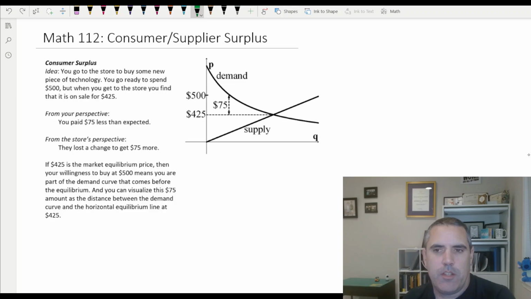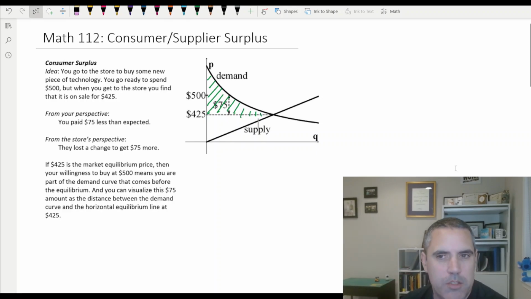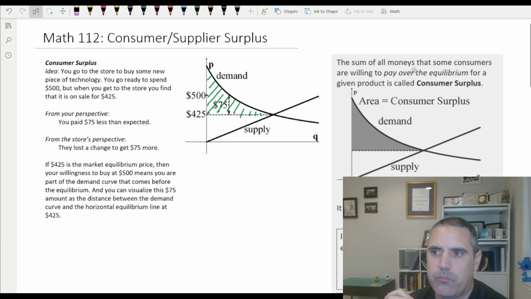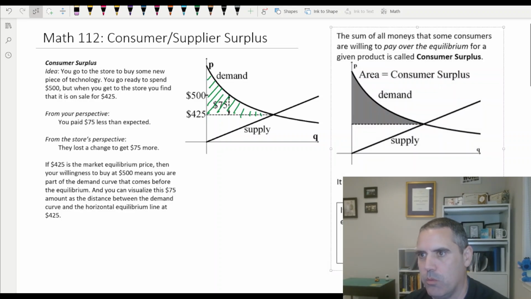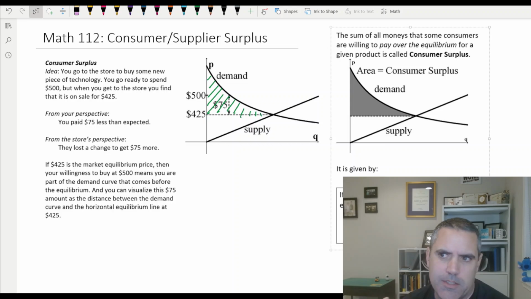So ultimately, we're going to turn it into an area question. And we're going to ask, what is this area? And that will give some sort of measurement. We can compare with other situations how many people in total, in terms of dollars, were willing to spend more. Okay, so that gives this idea, this measurement tool. It's just one extra little piece that you can think about when you're looking at a given commodity. The sum of all the monies that some consumers are willing to pay over the market equilibrium for a given product is called the consumer surplus. And you can see the definition there.